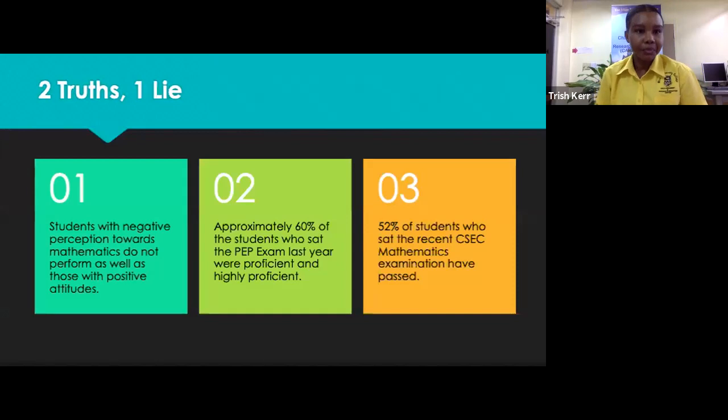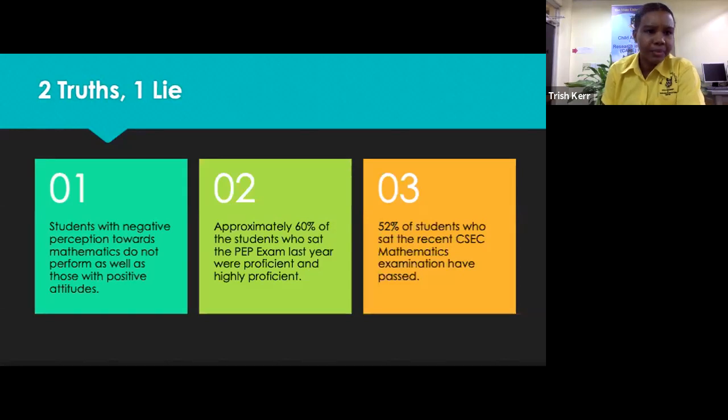Here I have 2 truths and 1 lie. I want us to read and try to figure out which one of these options out of the 3 is a lie. Number 1 says, students with negative perception towards mathematics do not perform as well as those with positive attitudes. Number 2, approximately 60% of the students who sat the PEP exam last year were proficient and highly proficient. Number 3, 52% of students who sat the recent CSEC mathematics examination have passed.